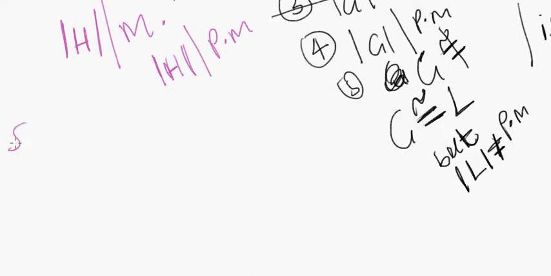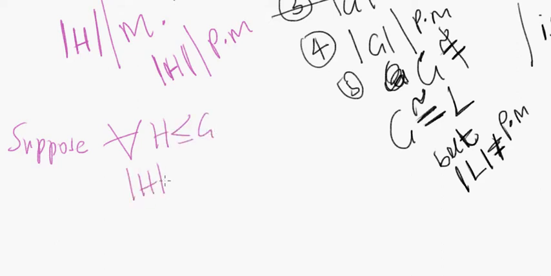But suppose that indeed for all H subgroup of G, the order of H does not equal P. And let's suppose that at the same time, we're going to use this contradiction strategy, the order of G actually equals P times M, okay?